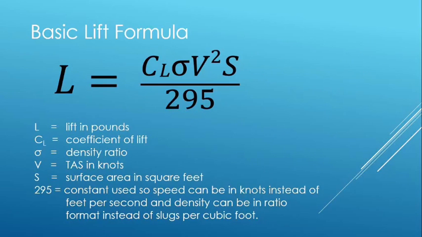The basic lift formula is this. Lift is equal to the coefficient of lift times the density ratio times velocity squared times the surface area of the wing divided by 295. The 295 is a constant so that the speed can be in knots and the air density can be in density ratio. The normal lift formula has air density in slugs per cubic feet and the velocity in feet per second.